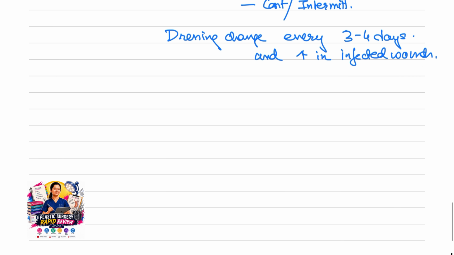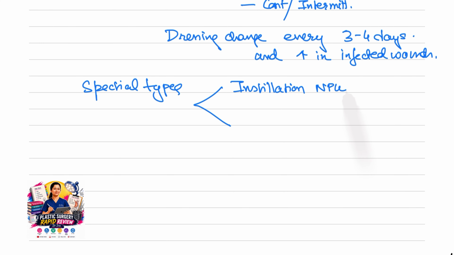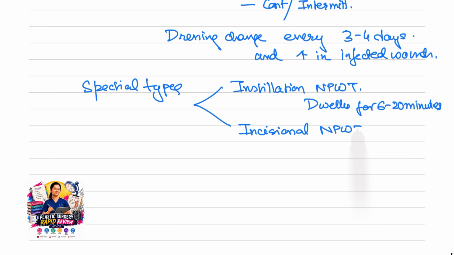Besides standard NPWT, special modifications are also used in clinical practice, like instillation NPWT, where there is periodic instillation of saline or antimicrobial fluid. Fluid dwells for 6 to 20 minutes before suction resumes. It helps reduce debridement frequency and improves wound cleansing. Another is incisional NPWT, which is applied over closed incision in high-risk patients which have tendency of gaping of wound. NPWT is now widely used in many surgical and reconstructive conditions.